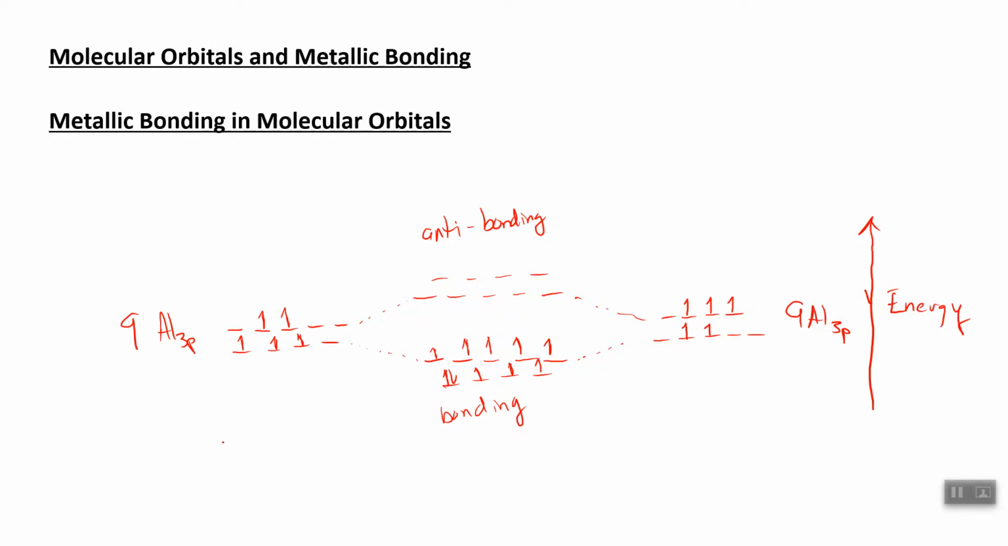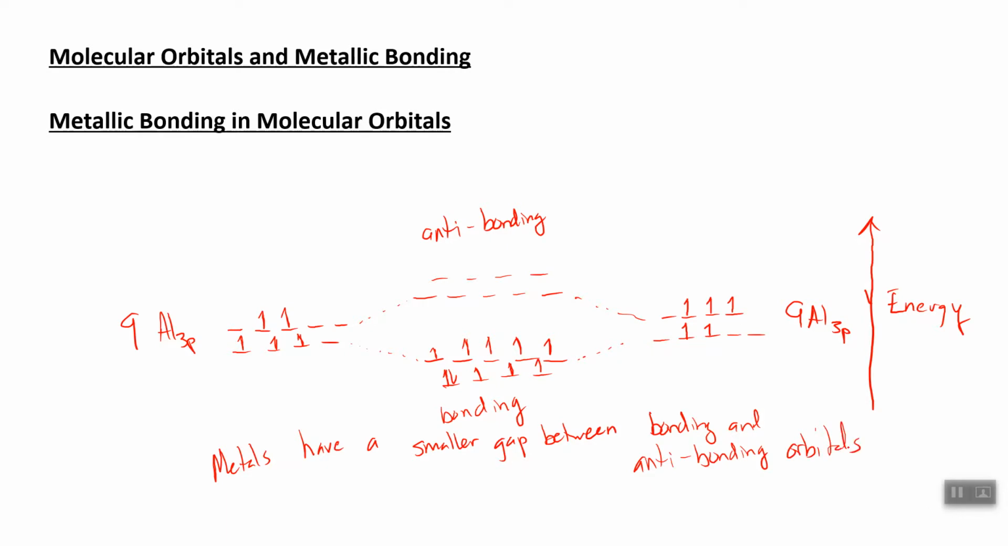And this is generally true for metals, right? Metals have a smaller gap between bonding and anti-bonding orbitals.